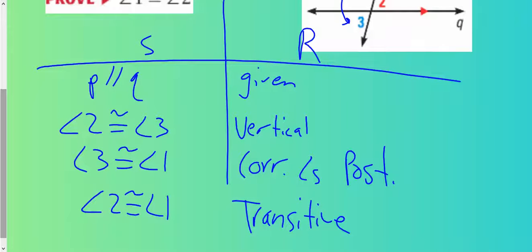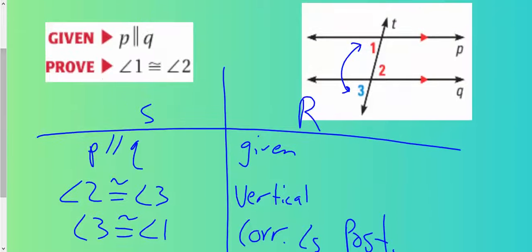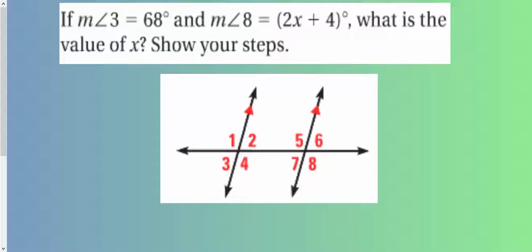So we have just shown that angle 2 is congruent to angle 1, which is what I was trying to prove. The measure of angle 3 equals 68. And the measure of angle 8 equals 2x plus 4. What is the value of x?